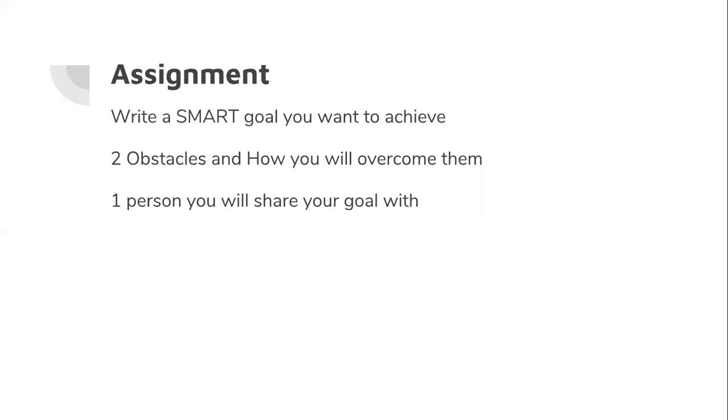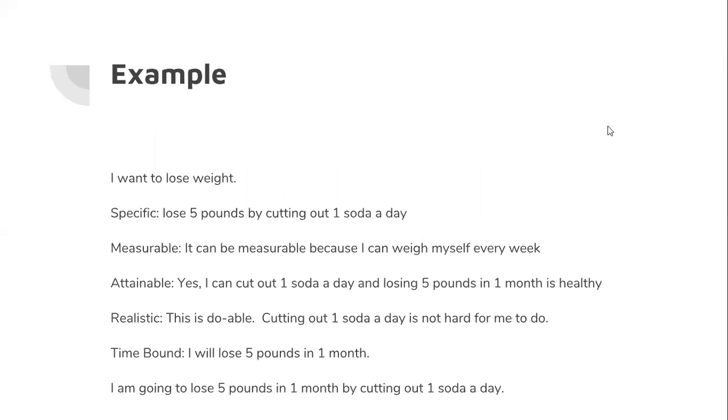For the assignment, you need to write a SMART goal that you want to achieve. So think about a goal that you actually want to achieve, and then you're going to write it out as a SMART goal. You also will talk about 2 obstacles that might get in your way and how you will overcome them. And then 1 person that you'll share your goal with, because remember, always having somebody on your side is going to help you be successful with that goal.